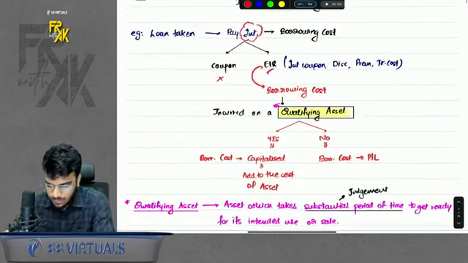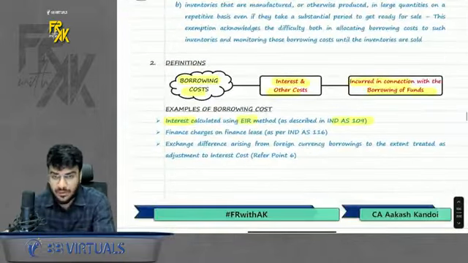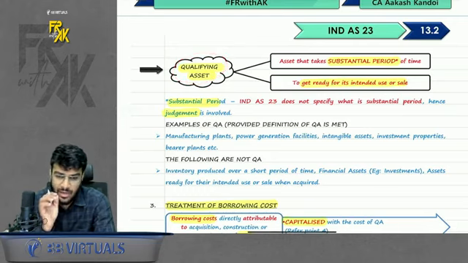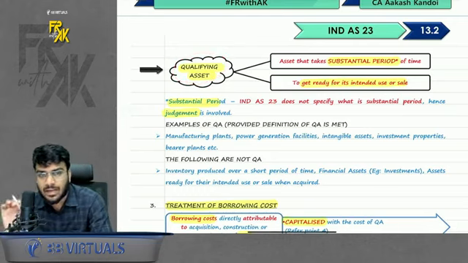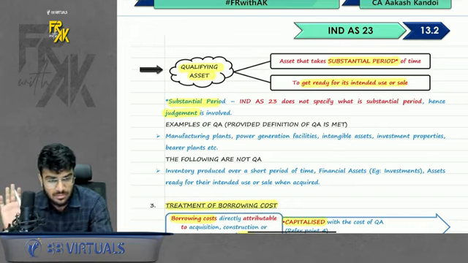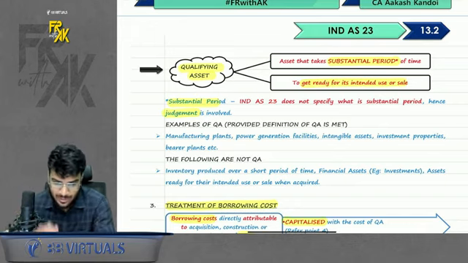Of course, then we discussed a chart. So here the definition of borrowing cost is given. Then, what is the meaning of qualifying asset? Do remember, it is never written anywhere that 12 months is a substantial period. It is a matter of judgment. For some companies it might be 4 months, for some companies it might be 12 months. So always write a note about whatever you are assuming in the exam.